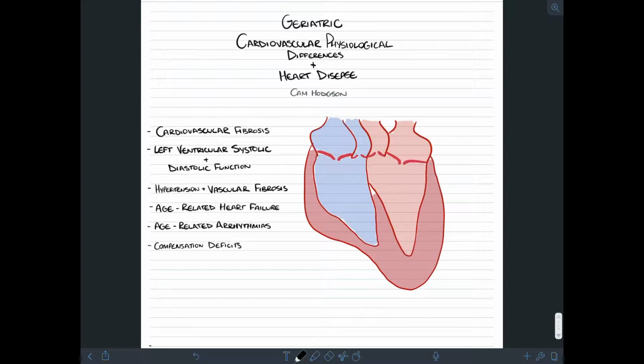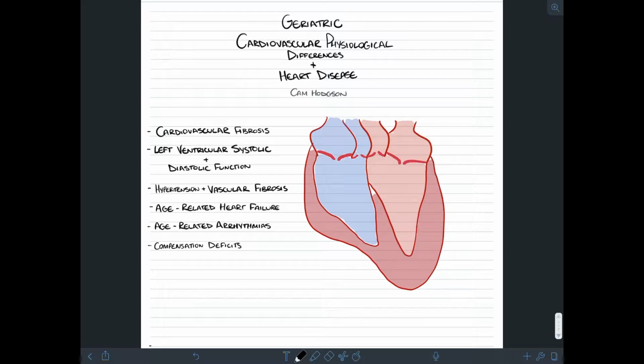It's Cam, and I'm bringing you guys a quick seminar to do with geriatric cardiovascular differences and the associated heart disease. So, a couple topics we're going to be covering. First of all, it's going to be fibrosis of the cardiovascular system, and also fibrosis of the vasculature and associated hypertension that's involved with that.